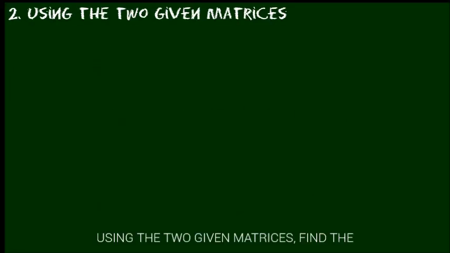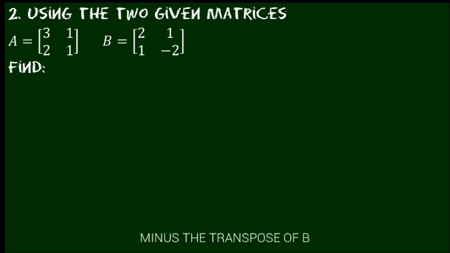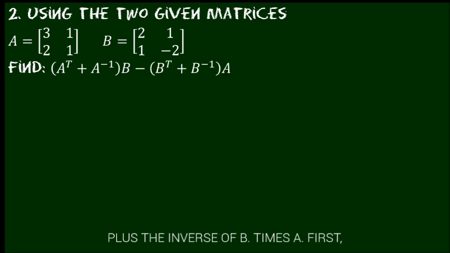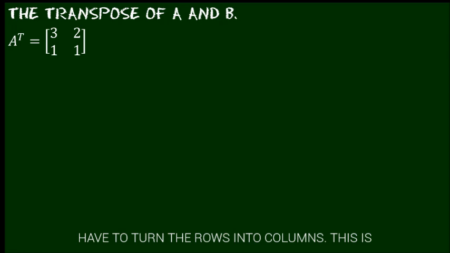Matrices. Using the two given matrices, find the transpose of A plus inverse of A times B minus the transpose of B plus the inverse of B times A. First, let us find the transpose of matrices A and B. To find the transpose of a matrix, we just have to turn the rows into columns.